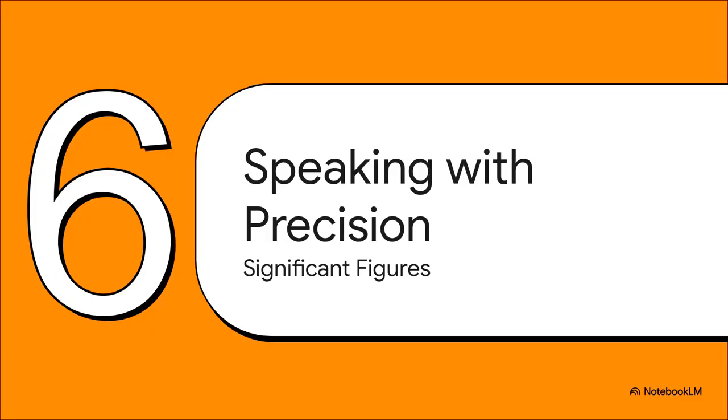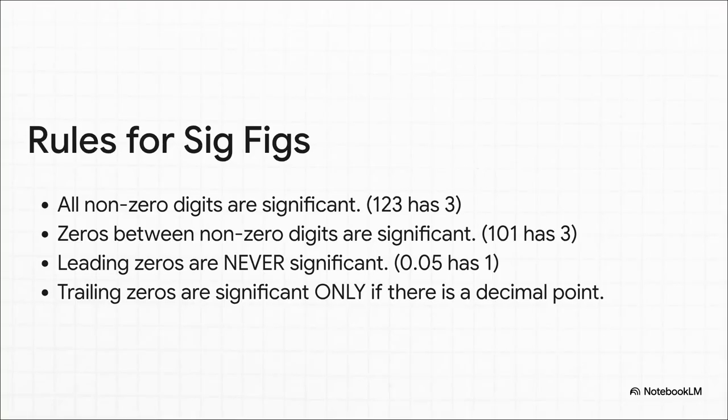All right, last thing. Let's talk a little bit about the etiquette, I guess you could call it, of this language. How do we communicate our measurements honestly? How do we make sure we're not claiming we're more precise than we actually were? Well, we do that with something called significant figures. Basically, significant figures are just the digits in a number that actually mean something, the ones you can rely on. And the rules for figuring them out are pretty simple.